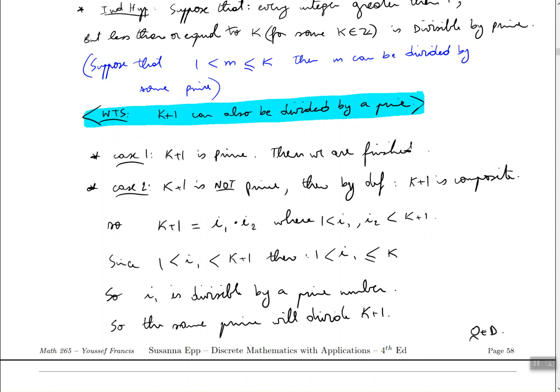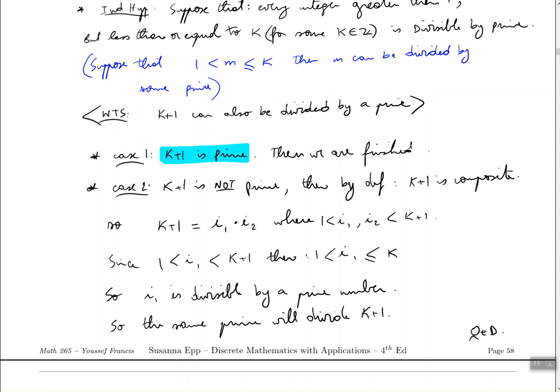There are two things that could happen to an integer: either the integer is prime already or it's not. And if the integer is prime already, then you're finished basically. So k plus 1, if it's prime, you're done because it divides itself, kind of like the 2 case. 2 is prime, 2 divides itself, so we were done. So that's the end of the proof for case 1.